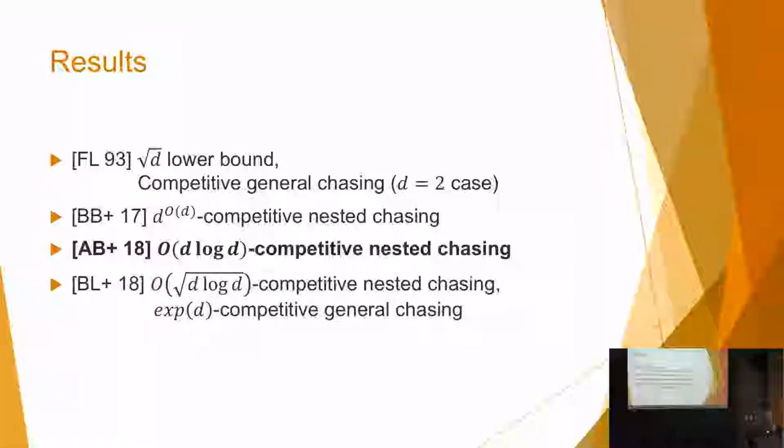So the most important things on this slide are the square root d lower bound, which I'll show in a minute. Our work is the bolded one on the third line, which was the first polynomial competitive algorithm for nested chasing. And then this last result is actually just a couple of weeks old, which is basically optimal for nested chasing, and it was the first algorithm that works at all in the general case for any dimension. And I'm also going to talk about this second result. It's kind of an intermediate idea towards the idea of this talk.